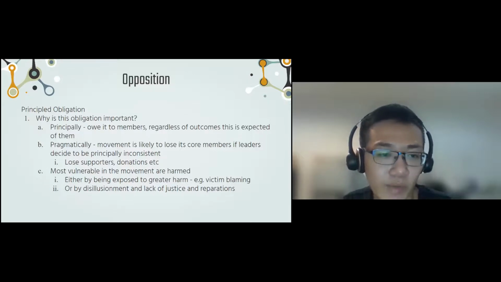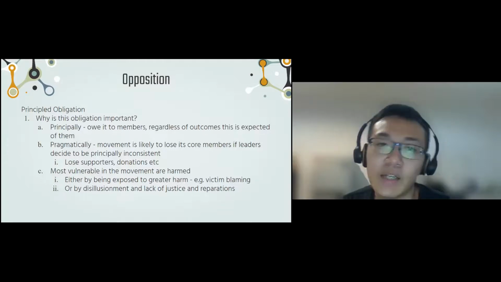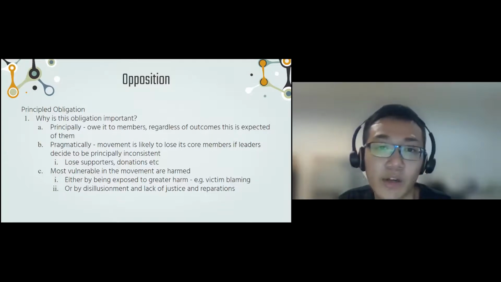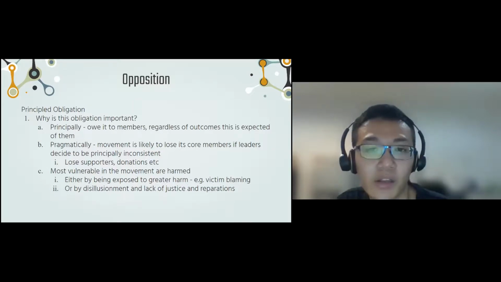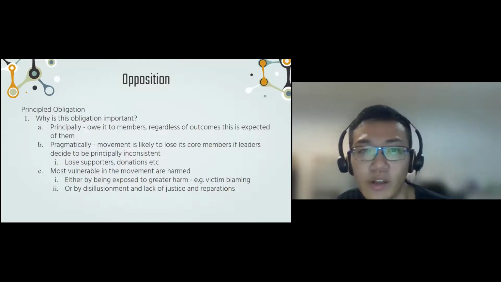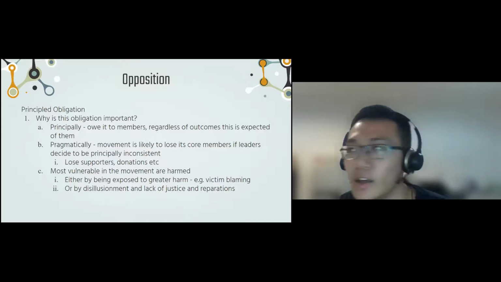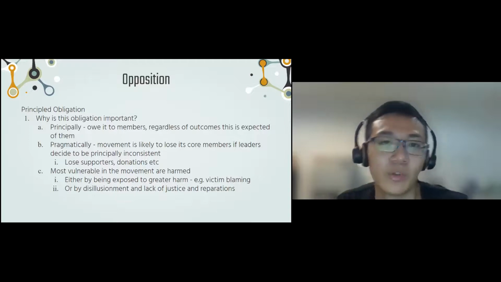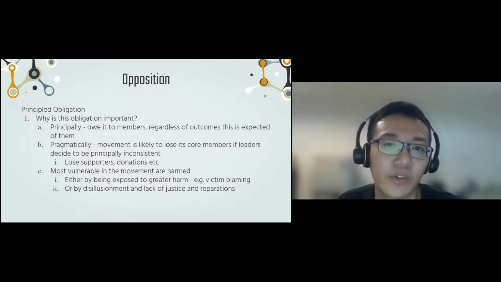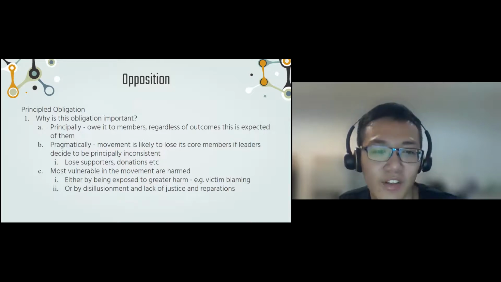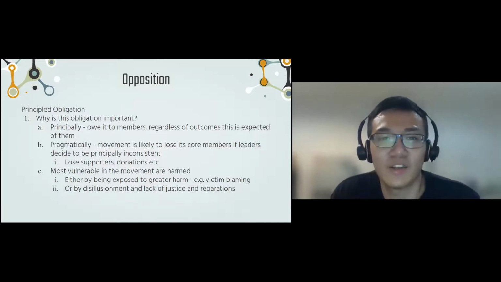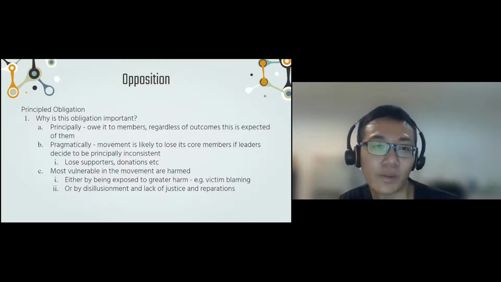The third thing you can say in terms of a harm is why the most vulnerable people in those movements are harmed. Either they are harmed by being exposed to greater harm. So if, say, you are a victim of sexual harassment, you come to the progressive political party so that they can try to push for stronger laws against sexual harassment. And they decide that, oh, it's very unpopular to push for this law, so I guess I won't push for it. Then as a victim, you're just hurt. There's no one out there that's willing to stand for you, right?